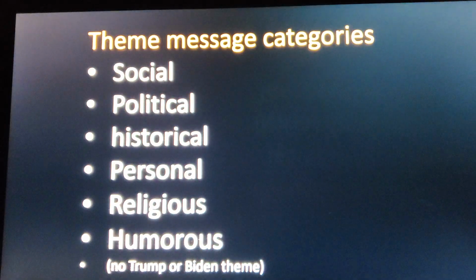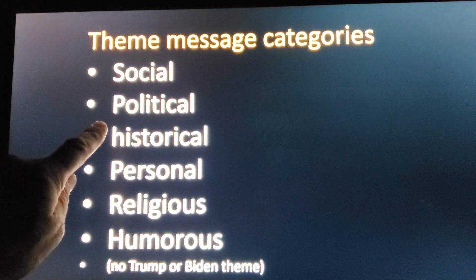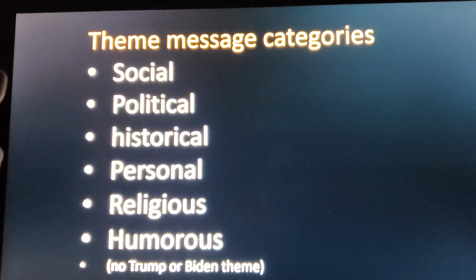Now, this is what you're going to do. You're going to pick a theme, and you're going to have all your messages within that theme. Now, your theme could be a social theme. Talk about some social things that you believe in. Could be a political theme. Could be a historical theme. And some of those overlap. Sometimes you have themes that are social and political, and sometimes political and historical.